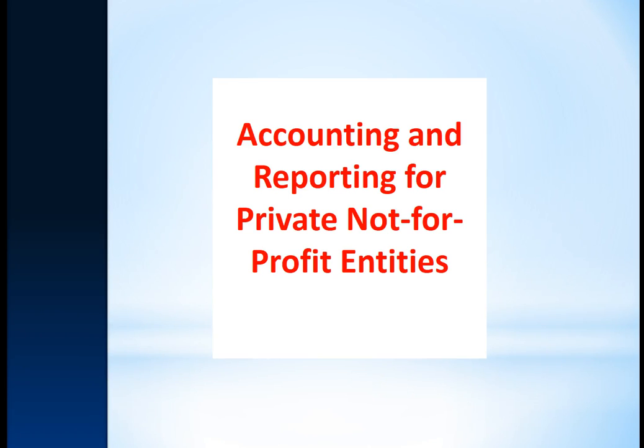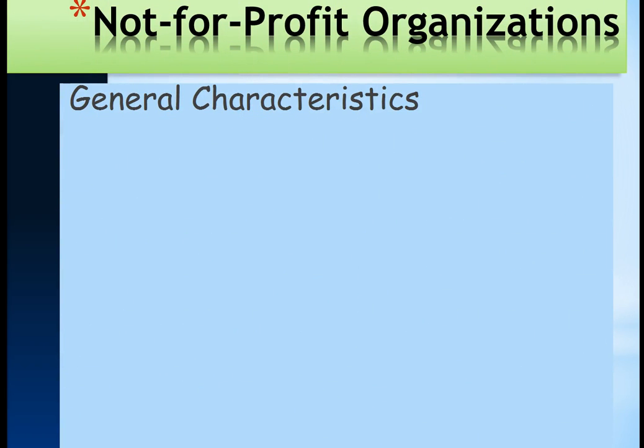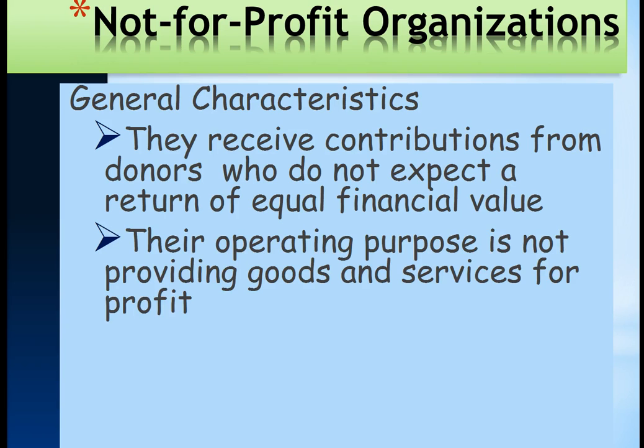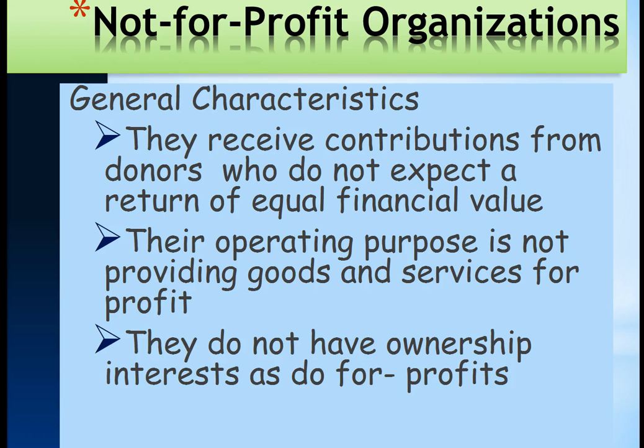Accounting for private and not-for-profit entities, and this is covering everything except for hospitals, which is covered in a separate presentation. So for this presentation, we're only focusing on charities. All right, the general characteristics of a not-for-profit organization. They receive contributions from donors who do not expect a return of equal financial value. Their operating purpose is not providing goods and services for profit, and they do not have ownership interest as do for-profit organizations.